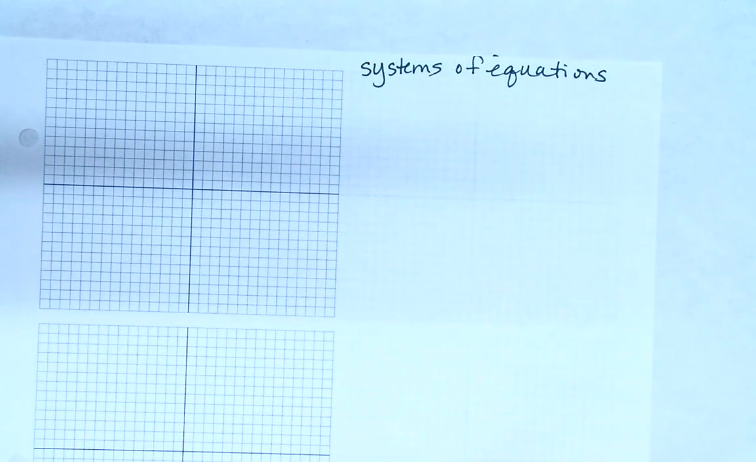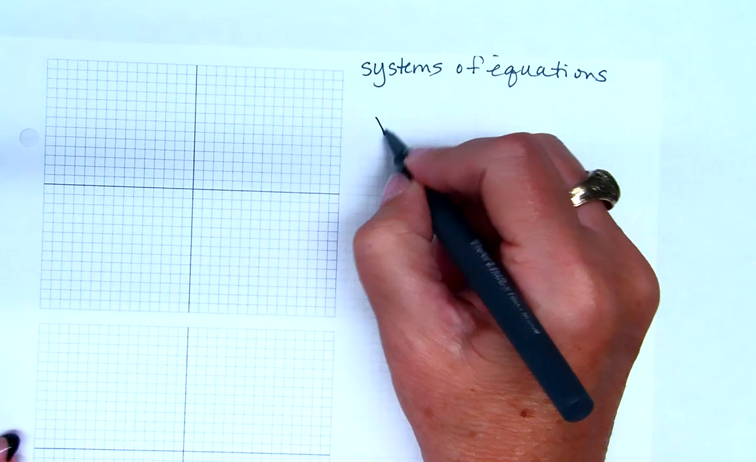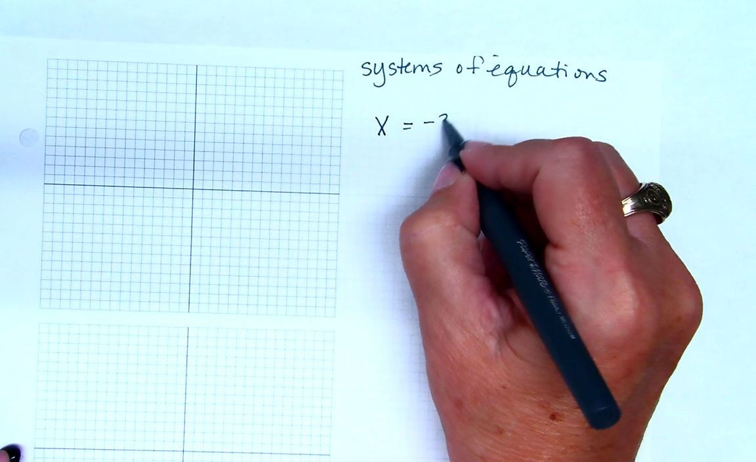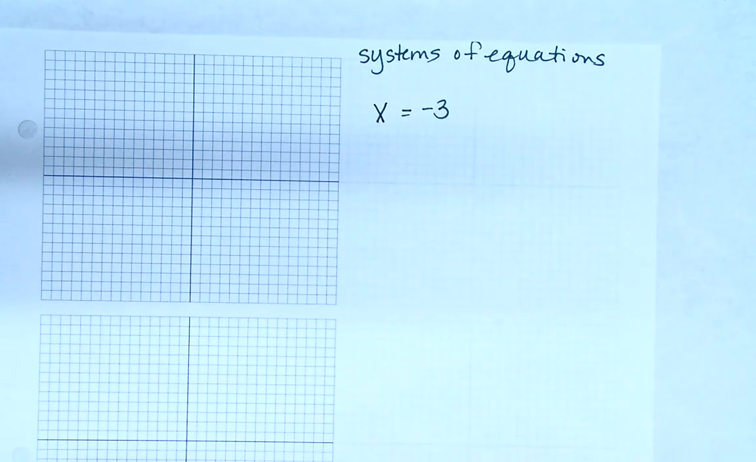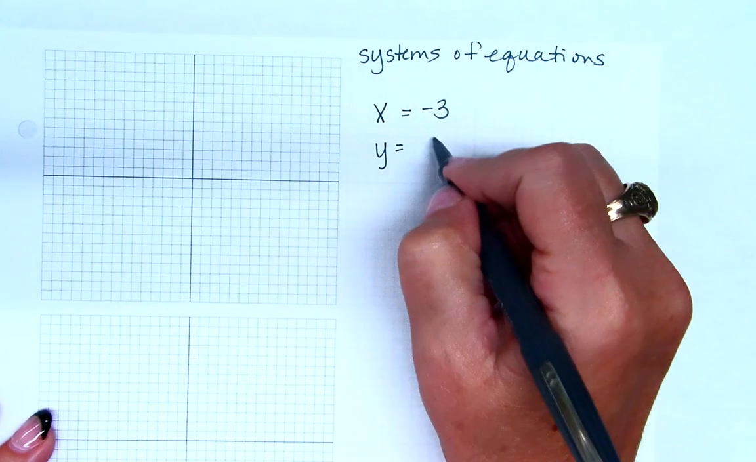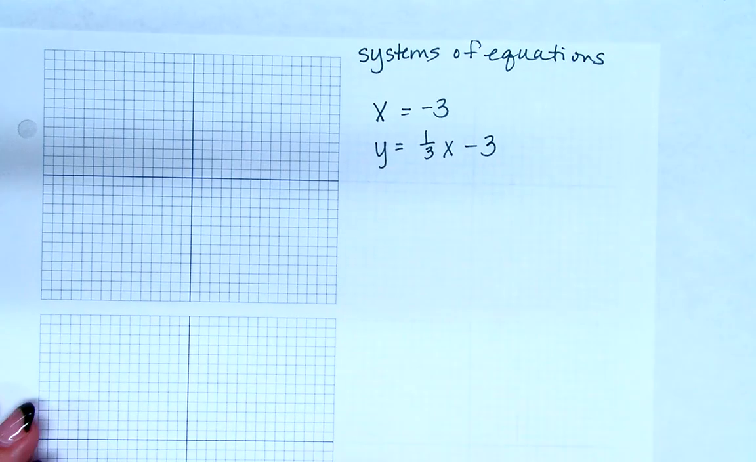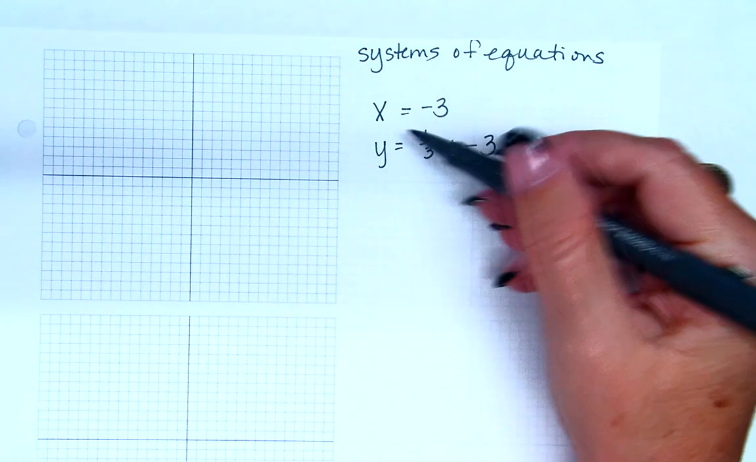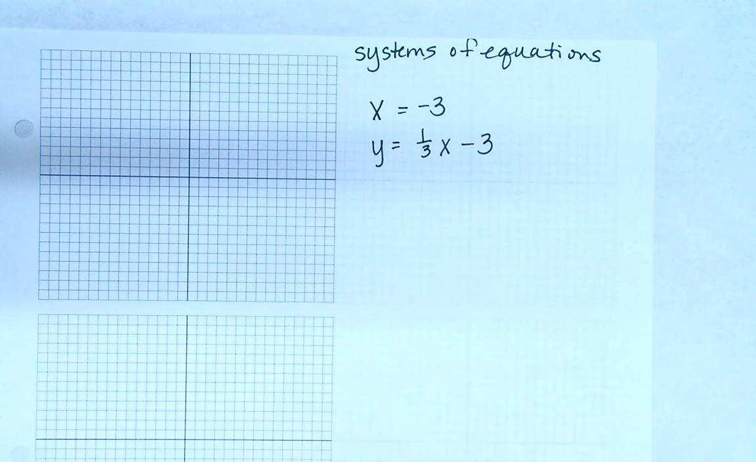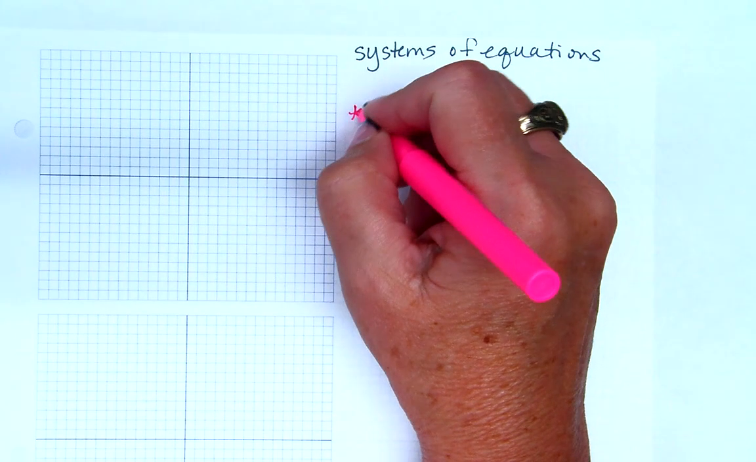All right. So here's what a system of equations might look like. I might say x equals -3 and y equals 1/3 x minus 3. Okay? That's a system of equations, isn't it? We've got two equations. Now the top one only has an x. Is that okay? Doesn't that actually make it a little easier for us? Okay? I'm going to graph this first one with pink, if you care.